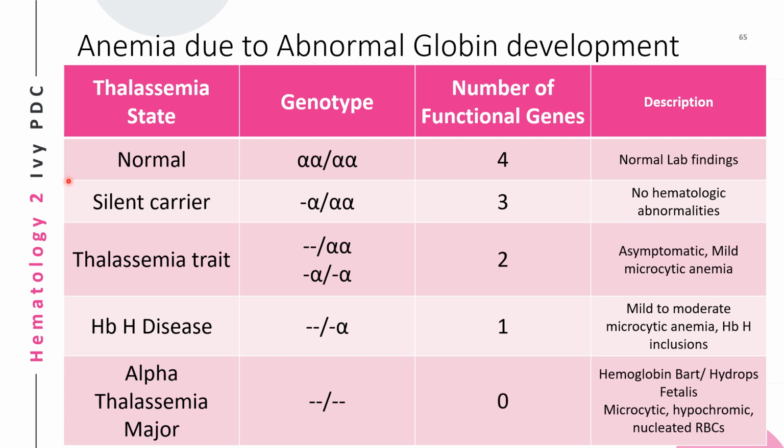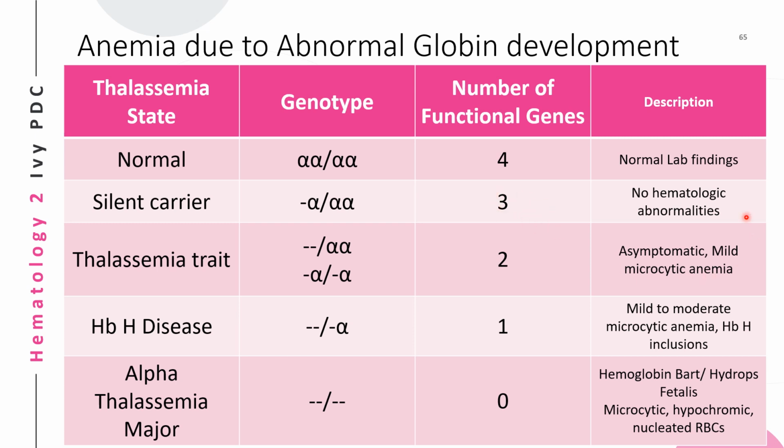The second chart is now about thalassemia, which is the quantitative defect of the globin development. So for a normal hemoglobin, there should be 4 functional alpha globin genes. But in thalassemia, a silent carrier, there is a loss of one allele or the deletion of one alpha globin gene, leaving only 3 functional globin genes.